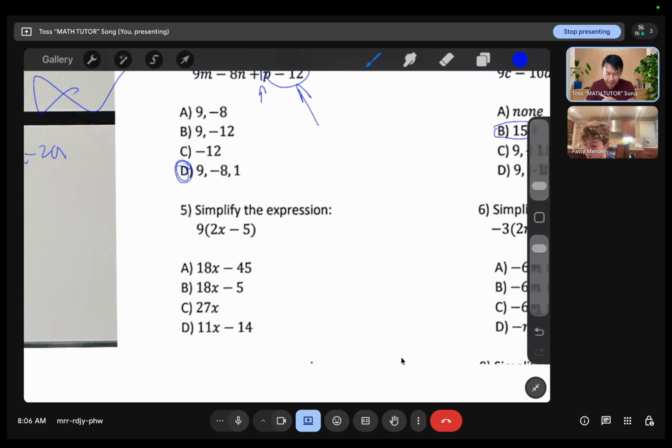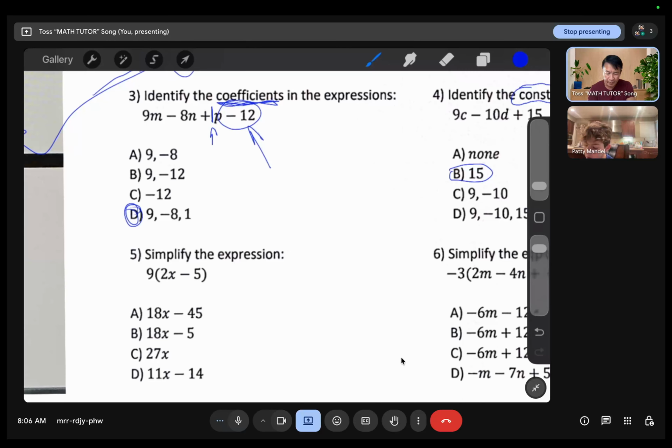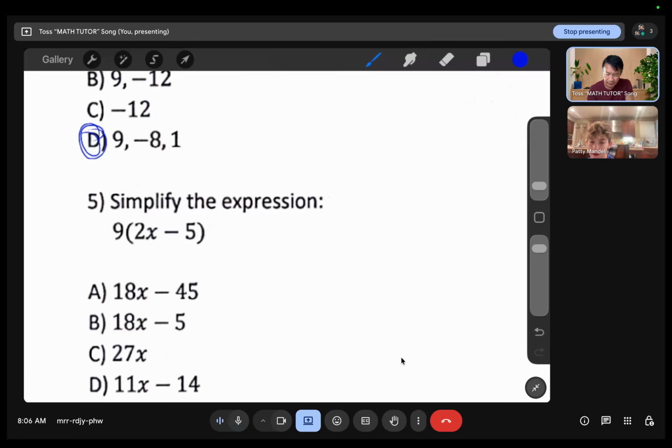5. Okay, now no more identifying or vocab. We're just going to distribute. Okay. Tell me, what do you think the answer should be? 18x minus 45. Yes, not 45. A. Yes, very good. A.